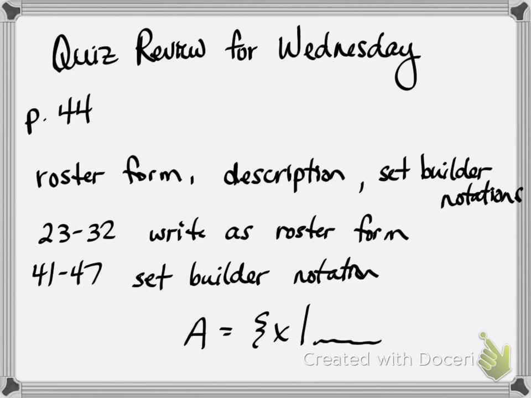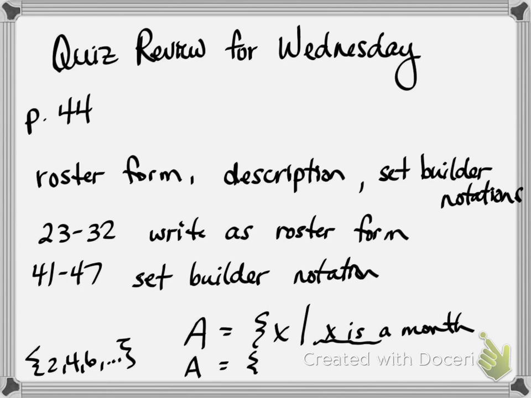So it could be words. If it's like months of the year, we might say x is a month. Or if it's like a set of numbers, 2, 4, 6, forever, then we might have said it's the set of all numbers x such that x is an element of the natural numbers and x is even. Something like that.